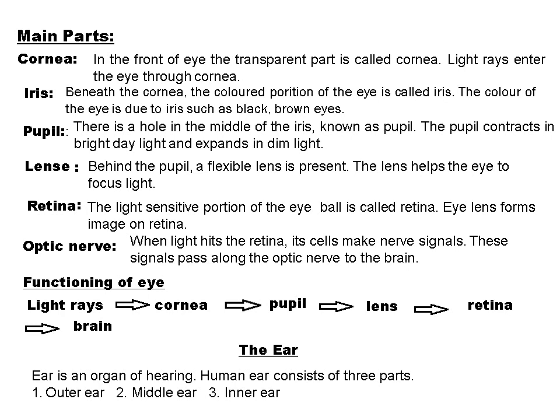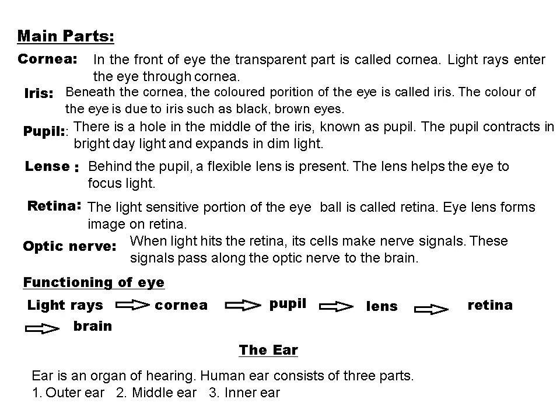Then a flexible lens is present behind the pupil, and this lens helps the eye to focus the light. What type of lens is it? This is a convex lens, having a special ability that is called accommodation. It can change its size or shape according to the requirement. Therefore, it is called a flexible lens.